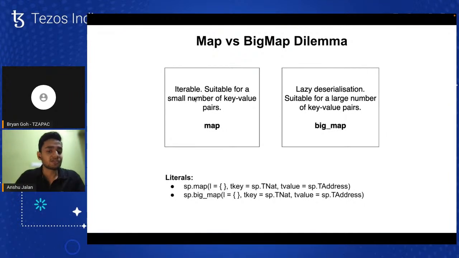So the advantage here is that with maps, even though all the values are loaded, we can iterate through a map because we have all the values, right? But in the case of big maps, we can't iterate through. So that's why you can use them accordingly. If you want iteration, you use maps. If you do not want iterations, but you have a large number of values to store, then you use big maps, because it is really ideal for large number of values, because you don't want the entire set to get loaded onto the stack, right? That's very heavy, and you will end up paying more gas fees for that.